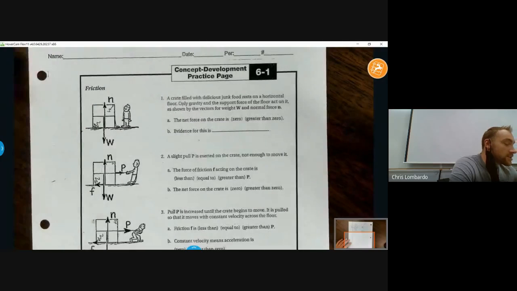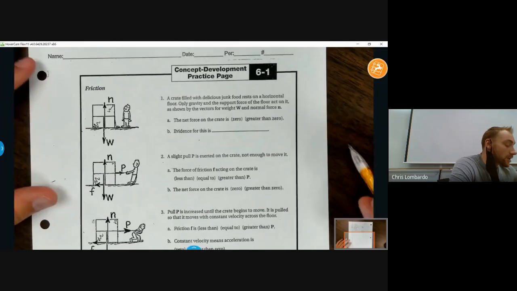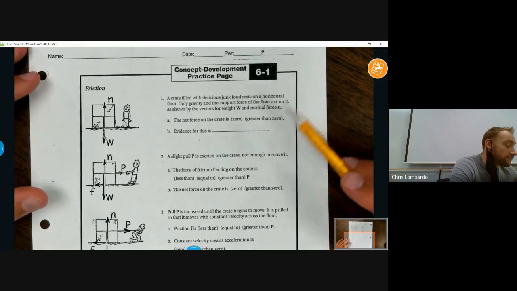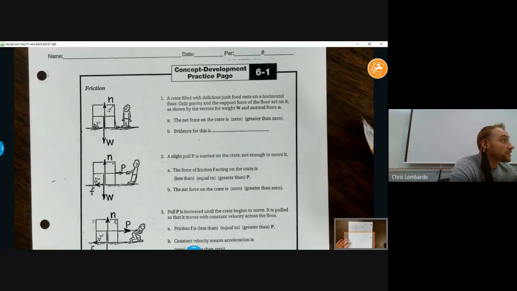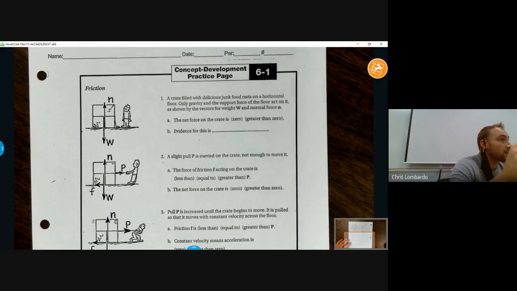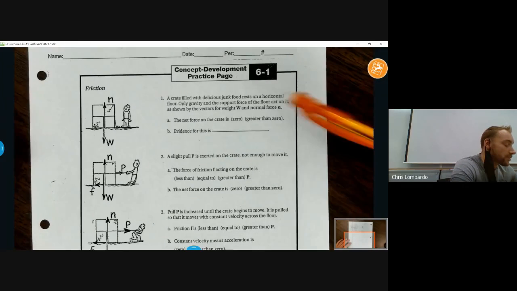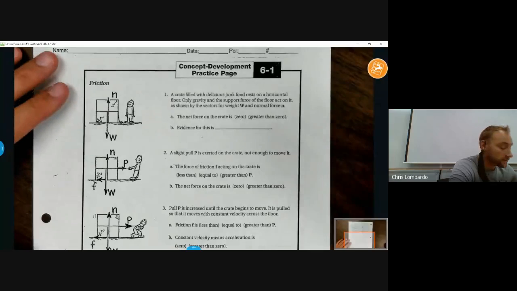If this thing is at rest, things need to be balanced, okay? So you can figure that out. If something's not moving, net force has to be 0. If something's moving at a constant speed in a straight line, or a constant velocity, the net force has to be 0. So that will help you answer a few of these.